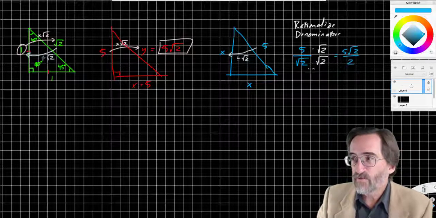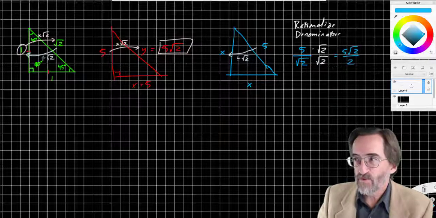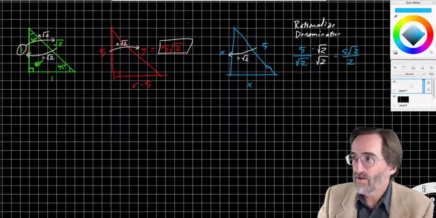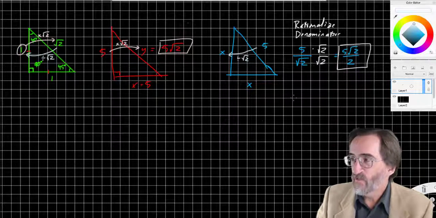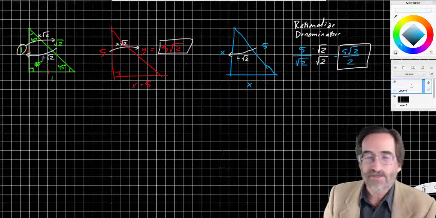Or you can simply remember the rule: a square root times itself is just itself. Square root 2 times square root 2 is 2. Square root 5 times square root 5 is 5. Square root 3 times square root 3 is 3, and so on. Okay. All right, so that's it. That's how to use the 45-45-90 right triangle to solve for missing sides.